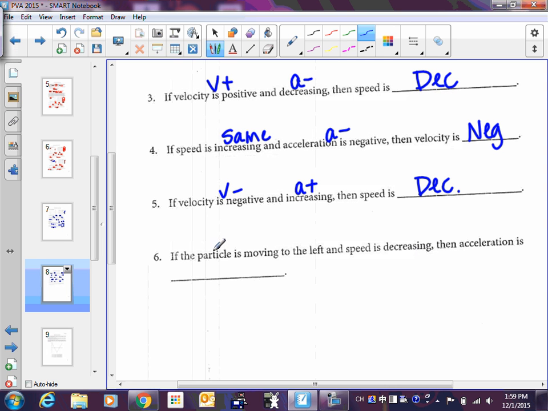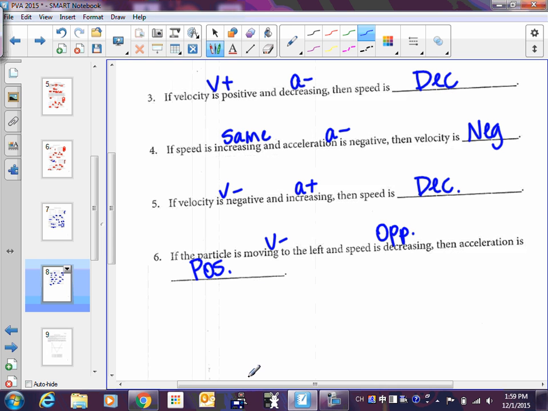And 6 kind of throws you for a loop if you don't catch it. When it says the particle is moving to the left, what is that telling us about velocity? Negative. And it says speed is decreasing, opposite signs, so acceleration must be positive.